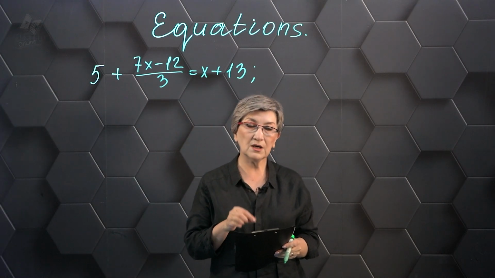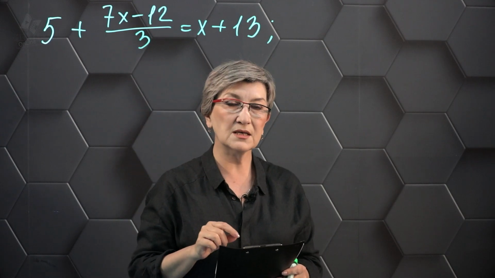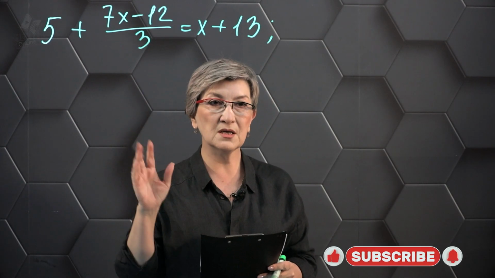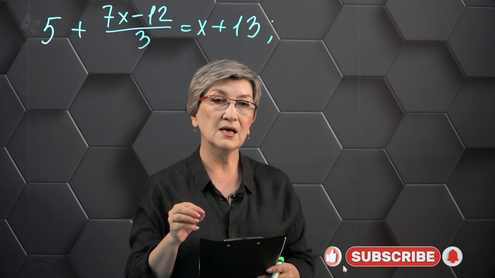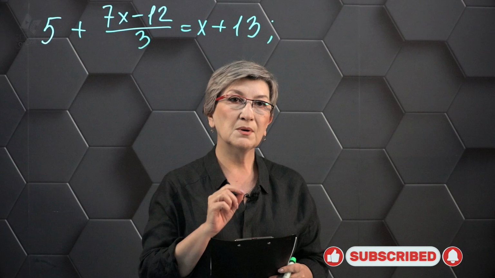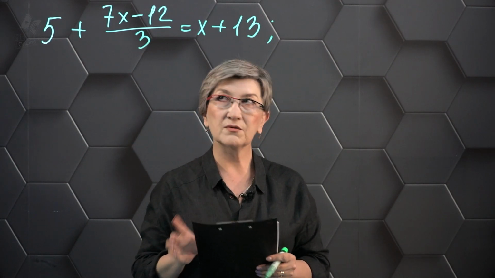In the previous lesson, I taught you how to get rid of the denominator. But I also told you that you can move all the variables to the left side, bring them to the common denominator and solve using the proportion method. Let's use that method when we solve this equation.